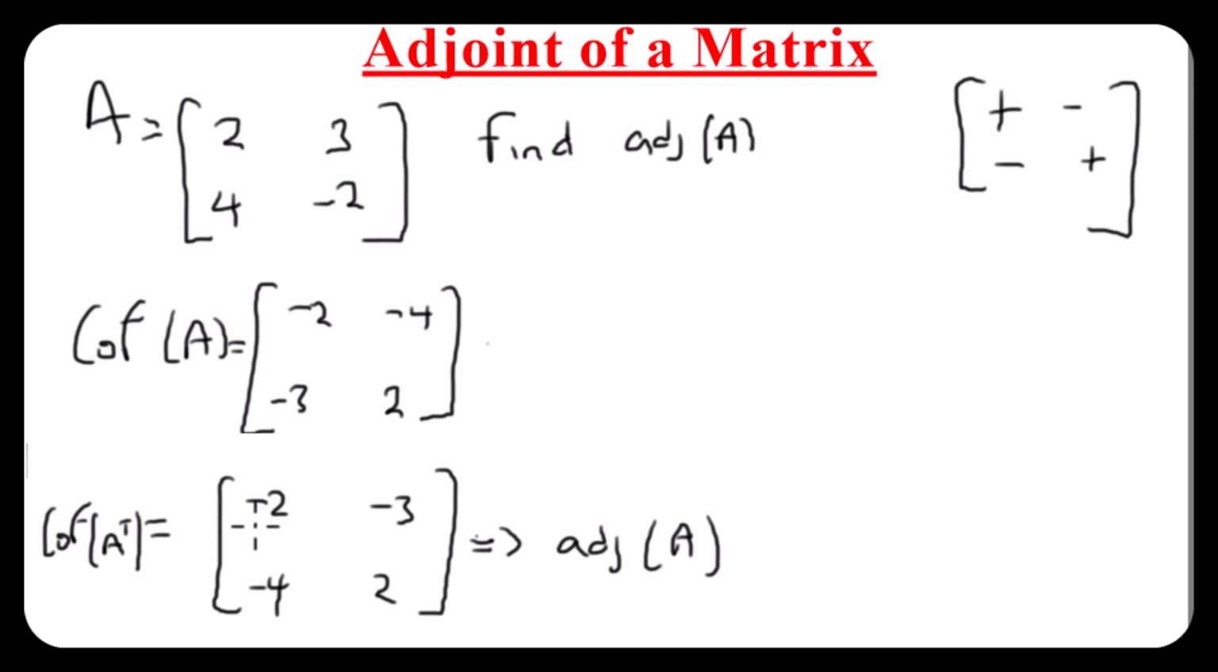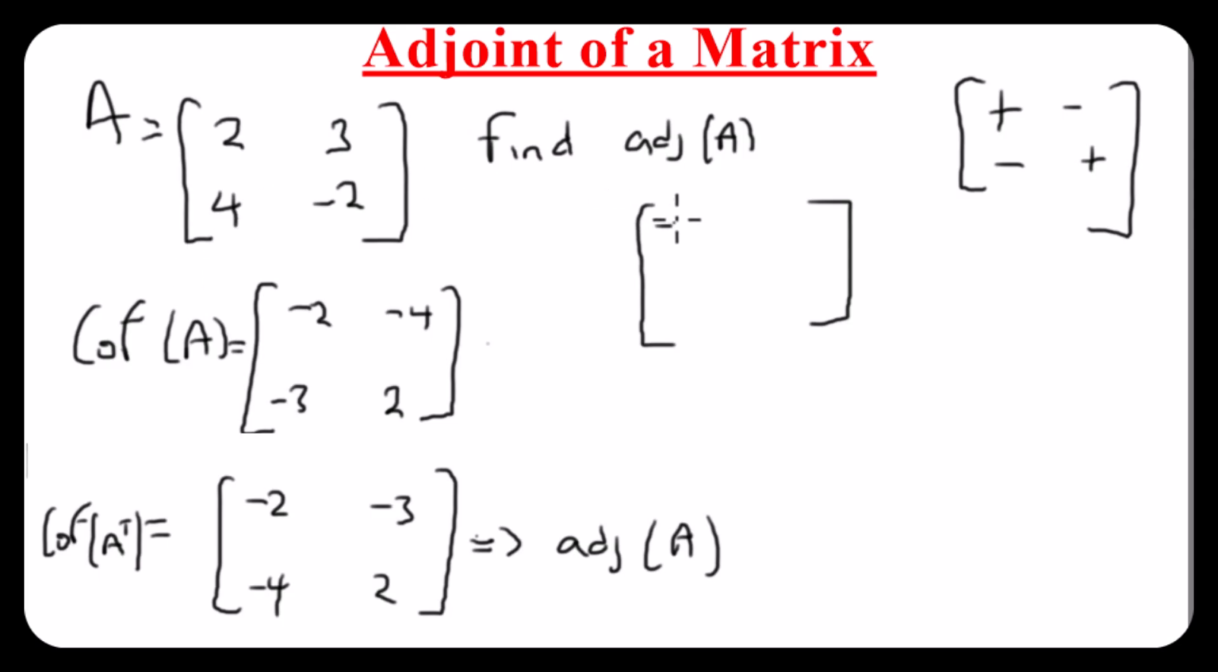Of course, there's a shortcut from this first place to this last place. So what's the shortcut? We can just swap the leading diagonal, swap them, and then negate the backward diagonal. So what do I mean?